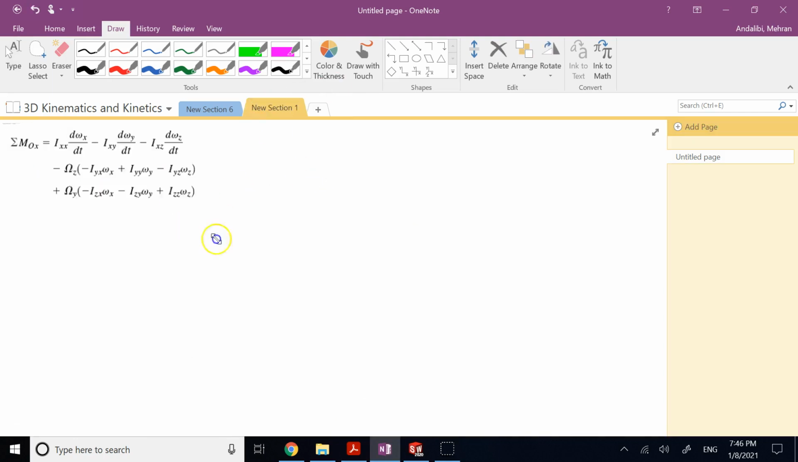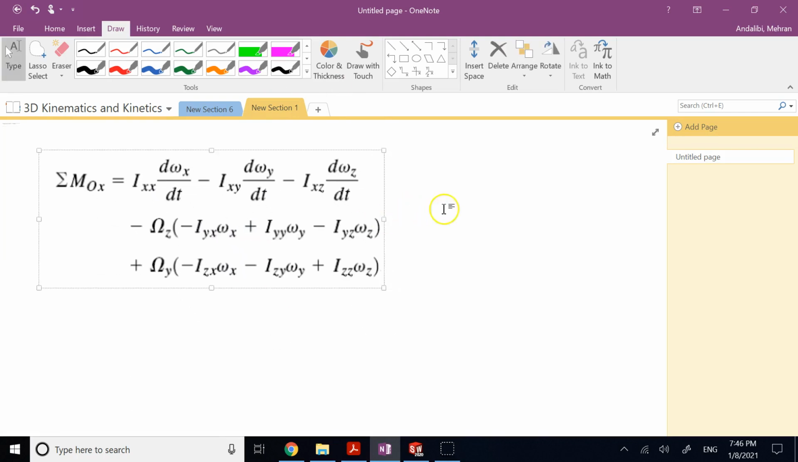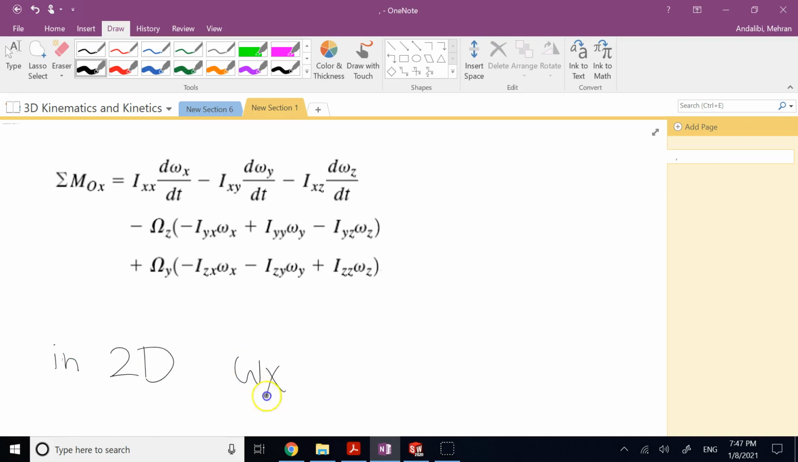So this is the x equation, moment x. And what do you have? When the problem is in 2D, the only rotation is omega z. There is no omega x, there is no omega y. Both of these are 0, as well as their derivatives. So basically this term is 0, this one, this one, this one, they're all 0. Correct? Good. Now, what about the rest of it? Since the problem is 2D, there is no moment about x or y. So MOX is also 0.